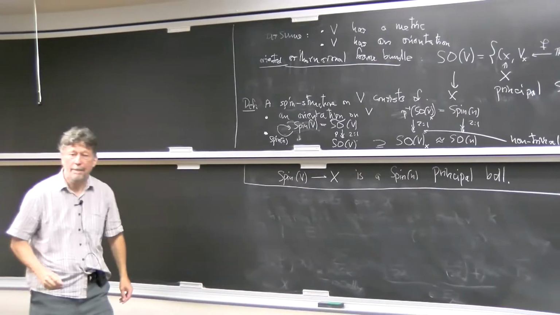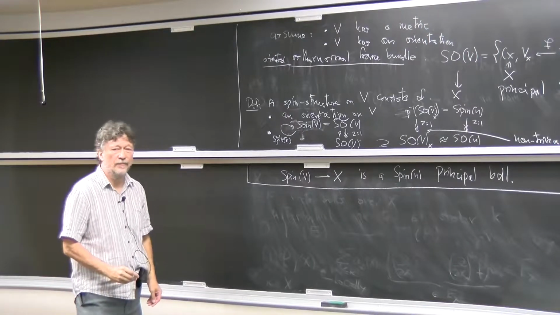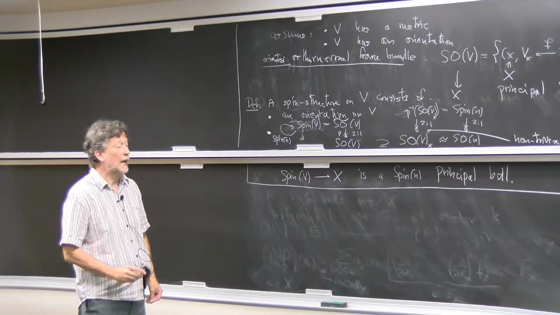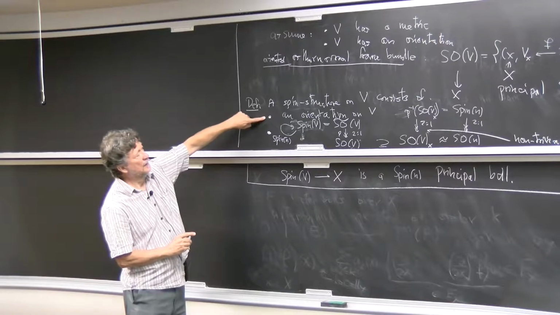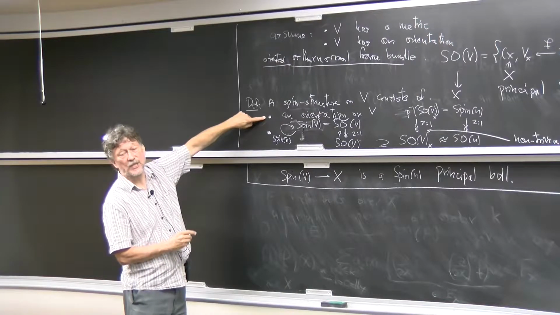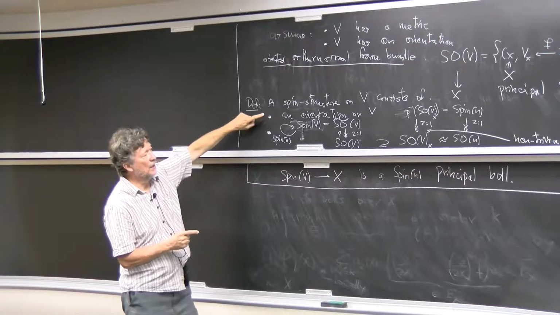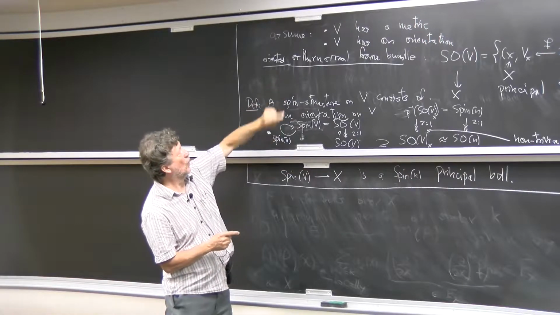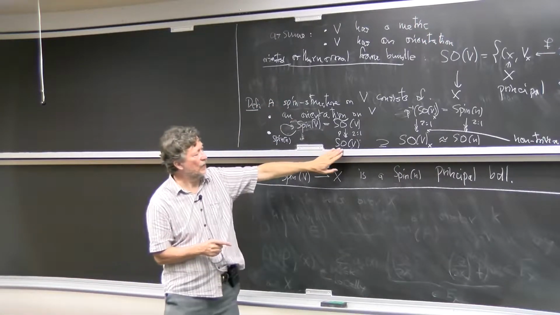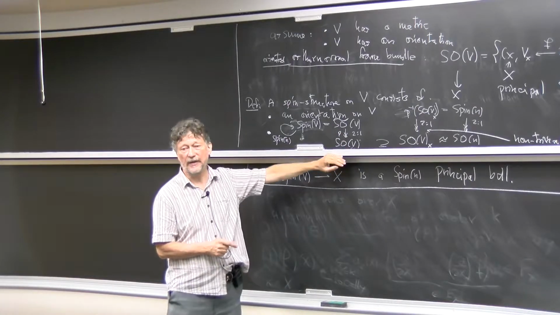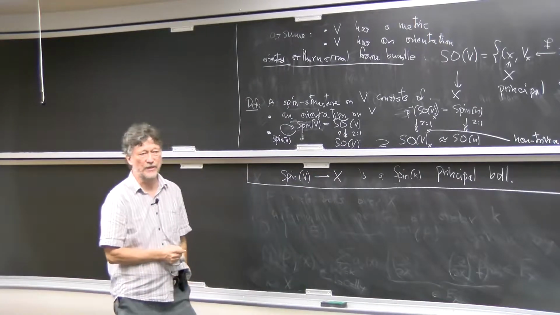Any questions on that? So the orientation is not part of the data? It is part of the data. The first part of a spin structure is you need to pick an orientation, and that orientation then determines the oriented orthonormal frame bundle SOV, and then you take a double covering of that. So it's a sort of a little two-step procedure.